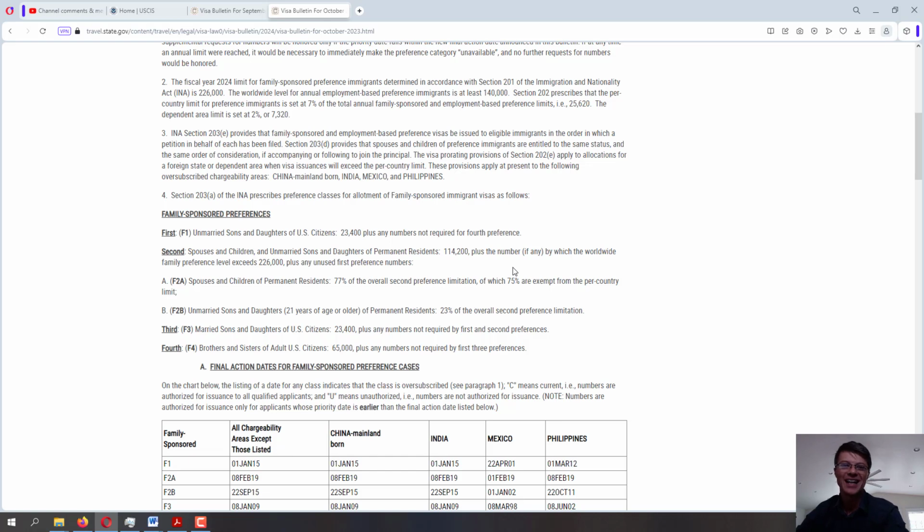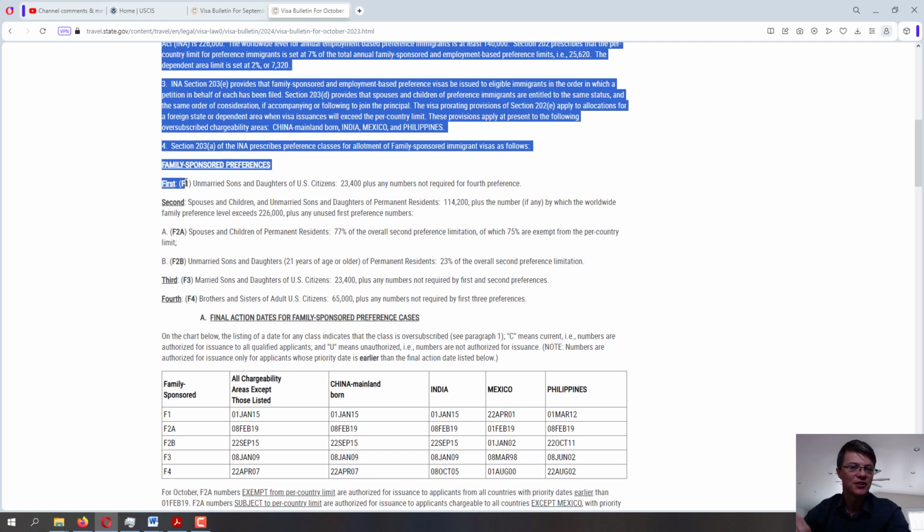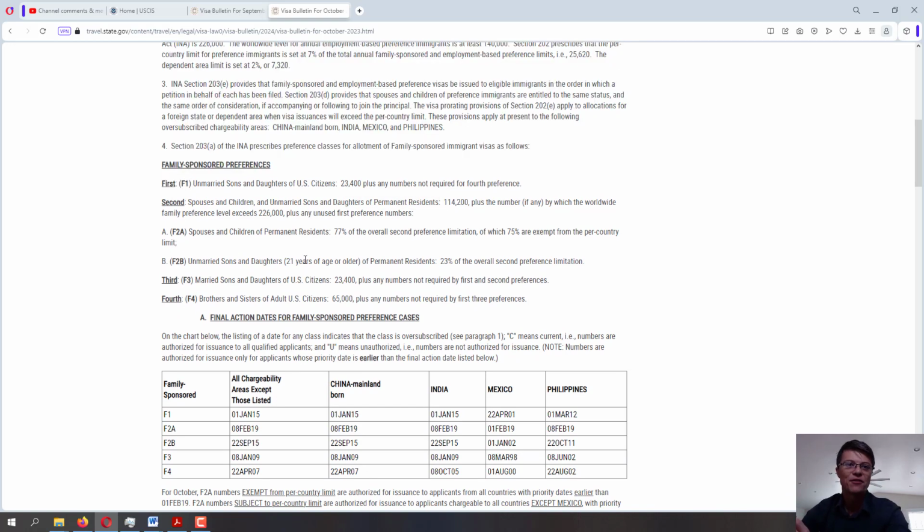The visa bulletin comes out every month, and if you are dealing with the visa backlog, if you are in one of the four family preference categories in a family reunification case, then you absolutely definitely have to stay on top of the visa bulletin. It is very, very important. The family preference categories are explained here: there's F1, F2A, F2B, F3, and F4, depending on who the petitioner is and who the beneficiary is. For example, if you are an unmarried son or daughter of a US citizen and you are over 21 years old, you will be in the F1 category.